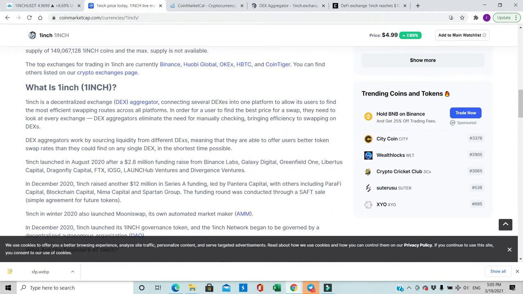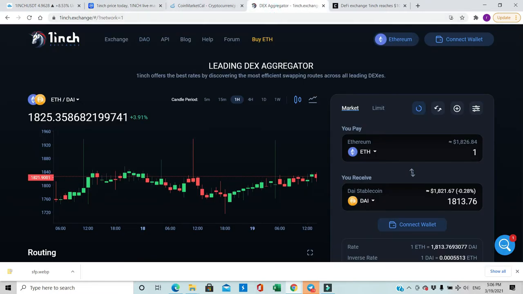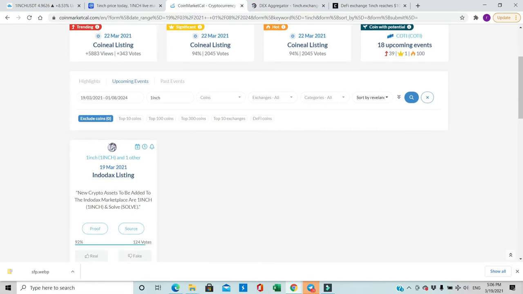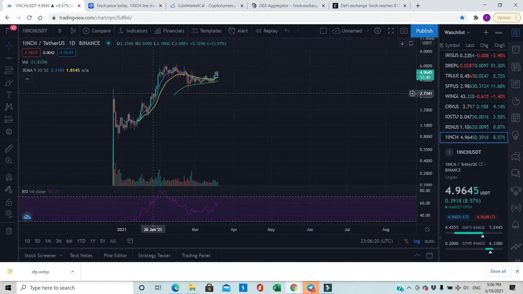So what is 1inch? 1inch is a decentralized exchange connecting several DEXs into one platform to allow its users to find the most efficient swapping routes across all platforms. You could go check out their website at 1inch.exchange. And then next thing, I want to go on CoinMarketCap and see if they have any events coming up. They had an event today. Other than that, we're just going to do some technical analysis on it.